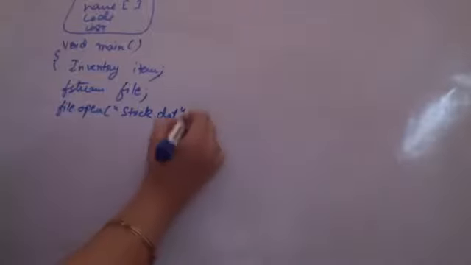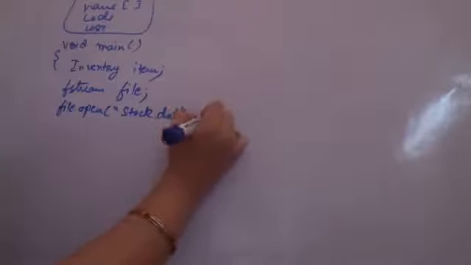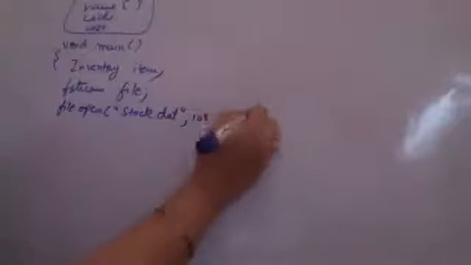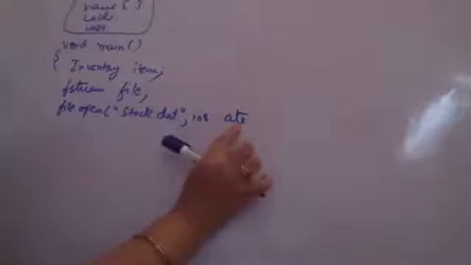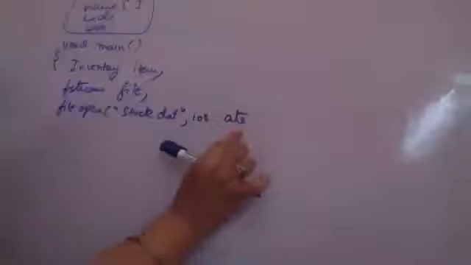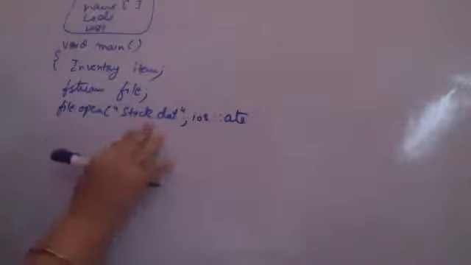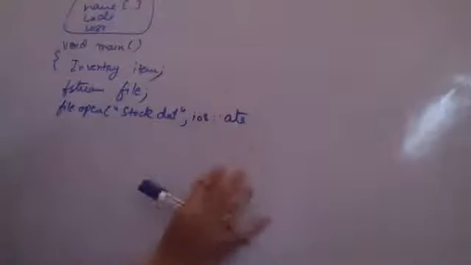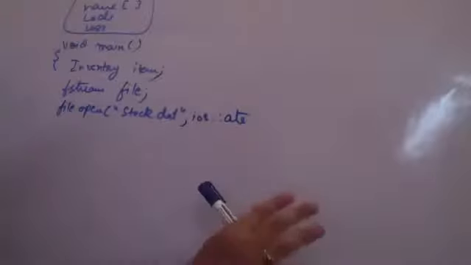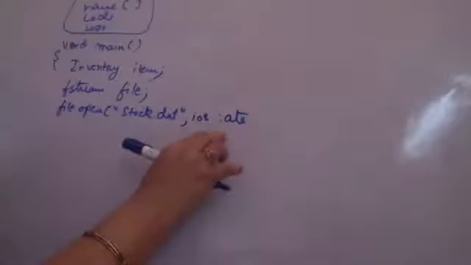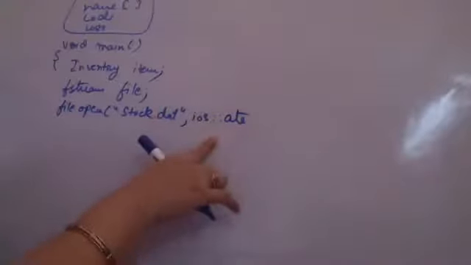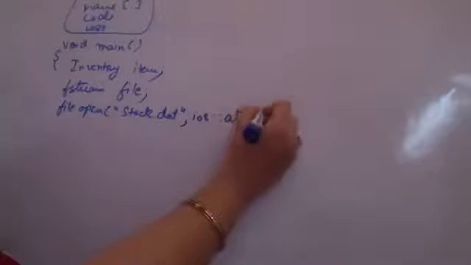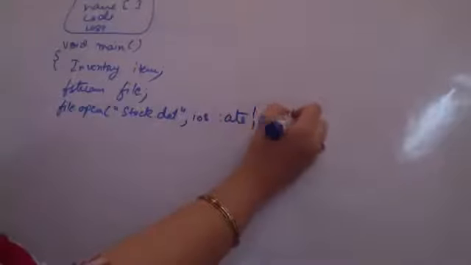So what do I do? I open this file in ios::ate mode. This ate mode will give me an error if the file does not exist. I'll not be able to open it. If the file exists only, then I'll be able to open it and the contents will not be truncated. So I'm using ate mode. Along with the ate mode, I'm using the input mode. I want to read also from the file.